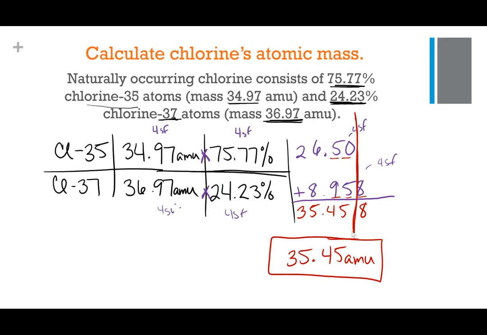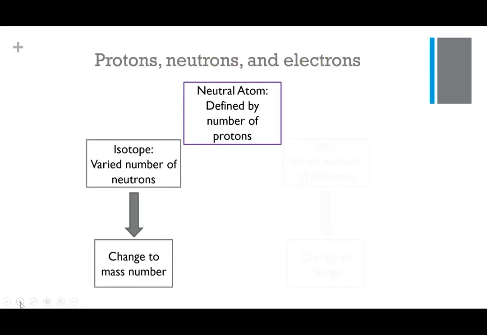All right, so before I conclude this video, I really want to bring this full circle with all of the subatomic particles. So here we have at the top, get my laser pointer. Here we have at the top, a neutral atom is defined by the number of protons. So the subatomic particle protons defines our element. If I vary the number of neutrons, that is called an isotope.